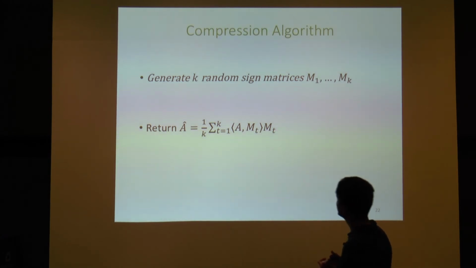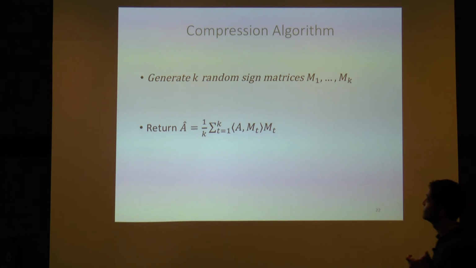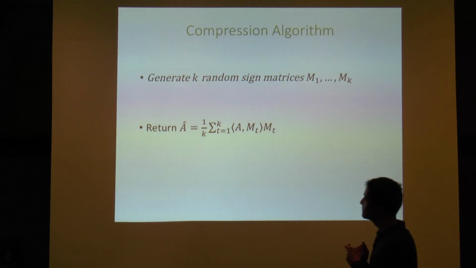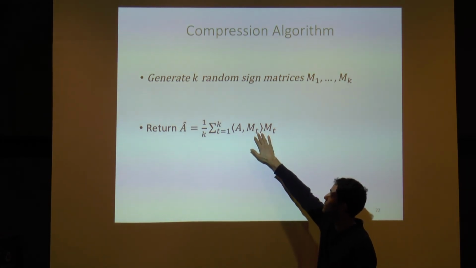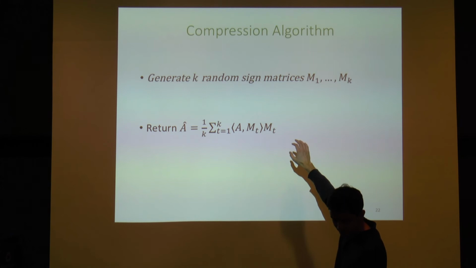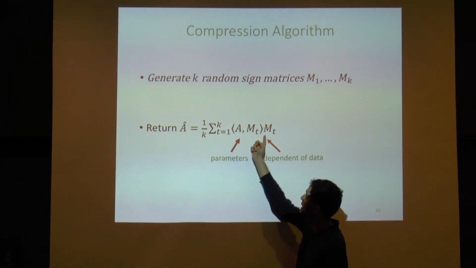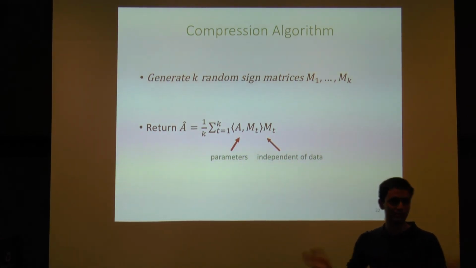So this is the compression algorithm. It's very simple. I shouldn't actually call it compression, but I'm going to explain a little bit more. You generate k different random sign matrices, and now you calculate the inner product of your weight matrix with the sign matrices, and you need to store these as parameters. So you have k numbers as parameters, and these random matrices are independent of data, and you just store them separately.